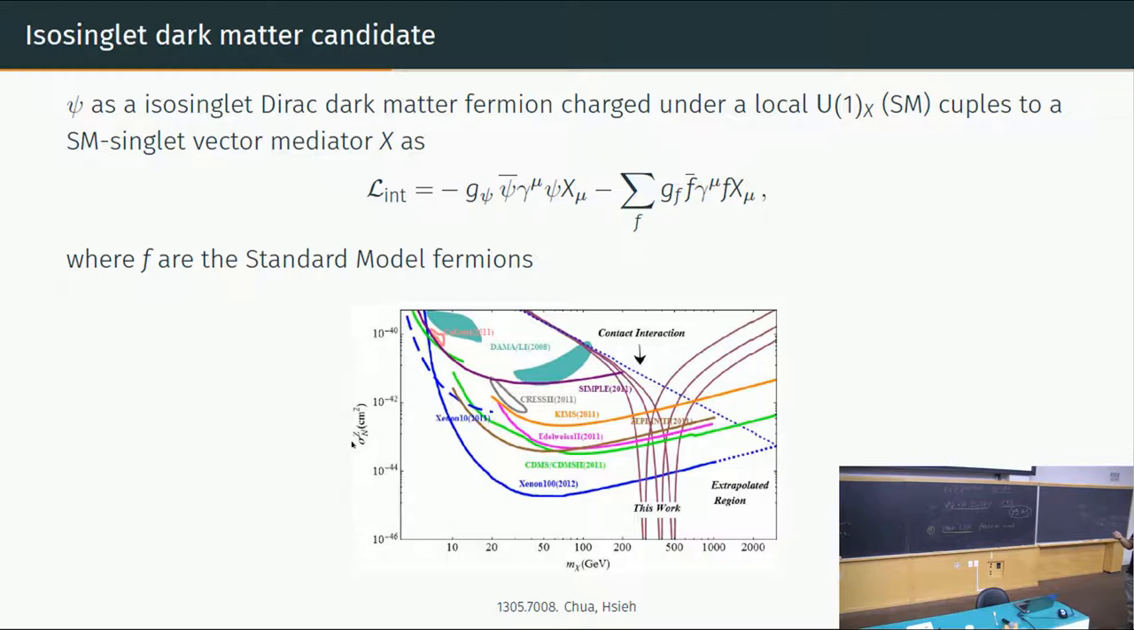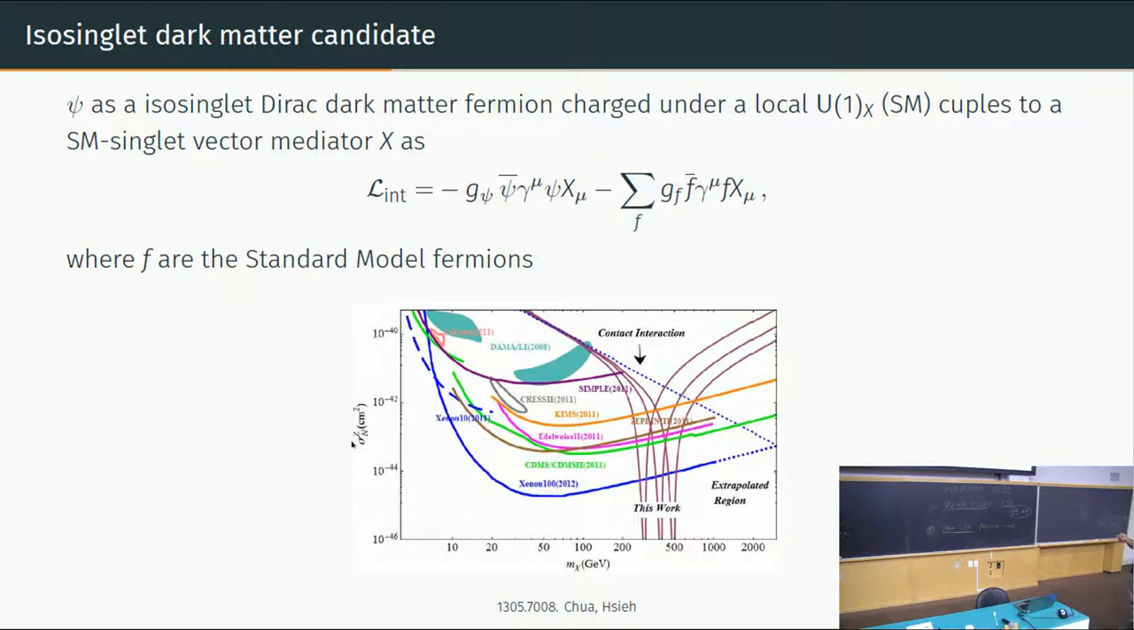So we are thinking of this possibility as a dark matter candidate. We need this fermion to interact with something in order to reduce the initial thermal abundance to the current relic density.